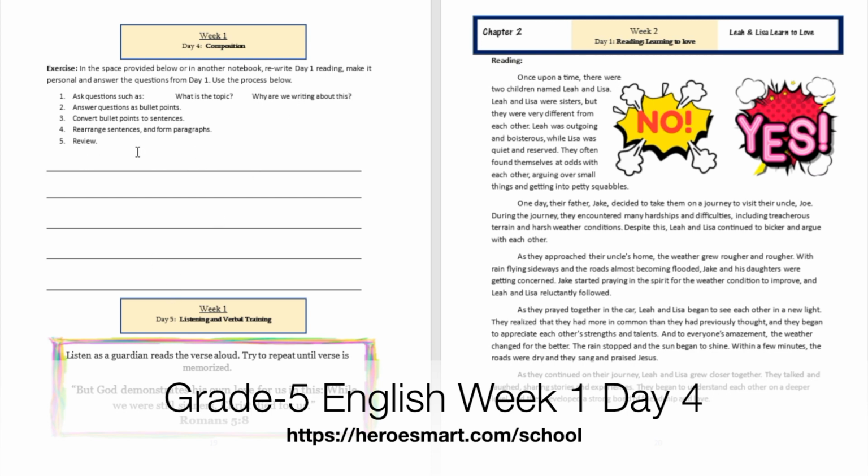Please go ahead and try to follow these steps in a separate notebook to understand how to write essays, how to rewrite, and completely write it with your own words. If the space provided on page number 19 is not enough for you, you're welcome to get a notebook and write it there. Make it personal. Make it yours, boys and girls.